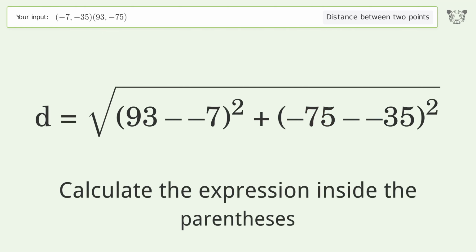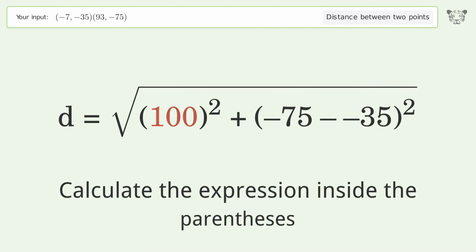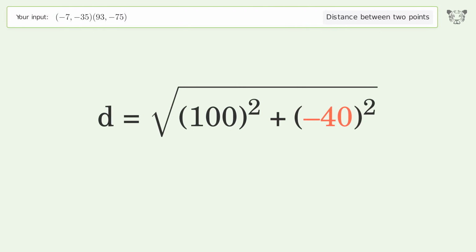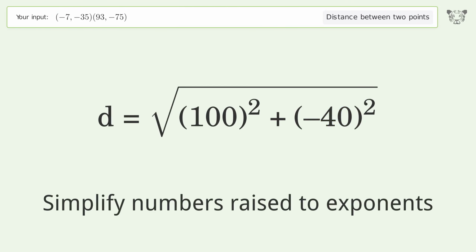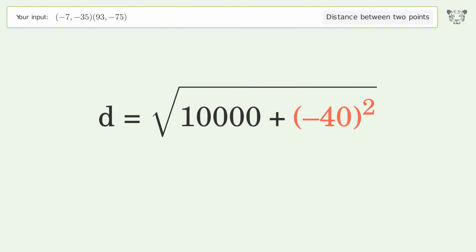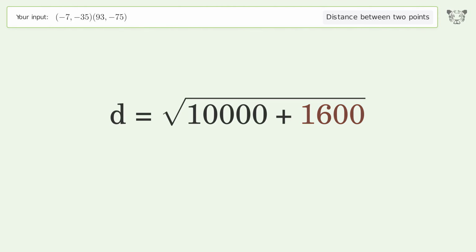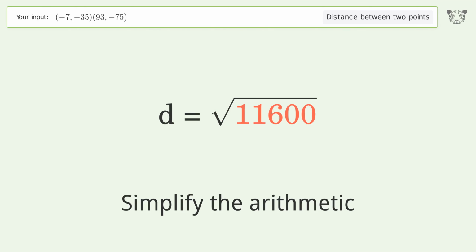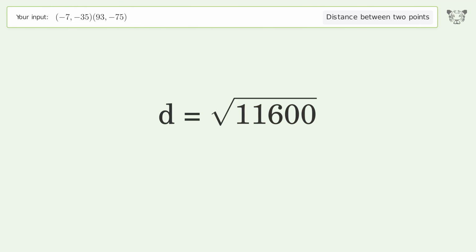Calculate the expression inside the parentheses. Simplify numbers raised to exponents. Simplify the arithmetic. And so the distance between the 2 points is the square root of 11,600 or 107.703.